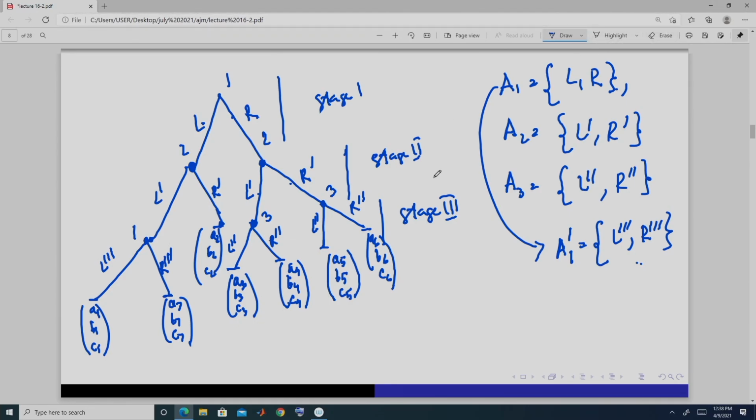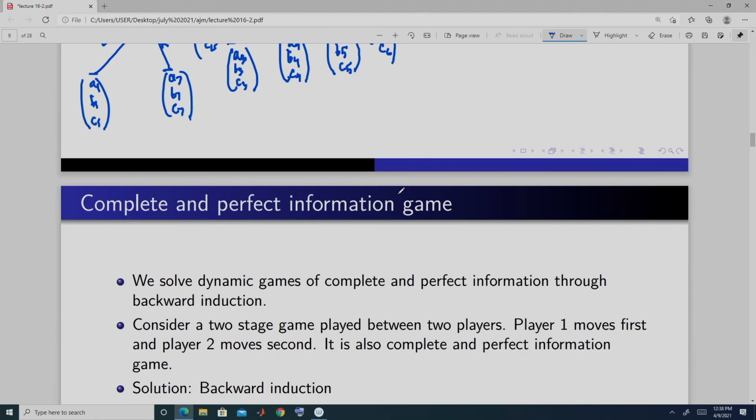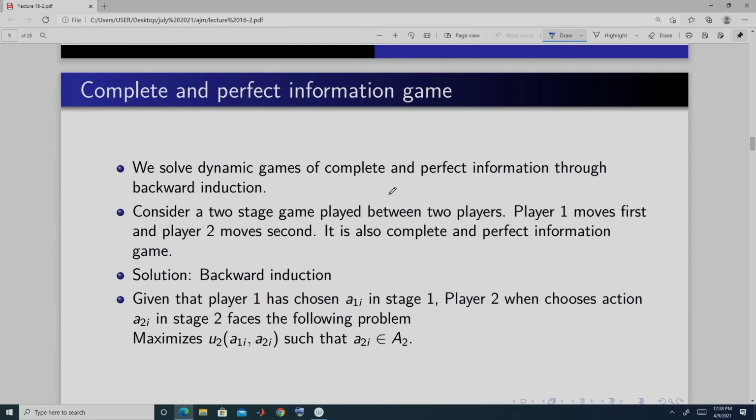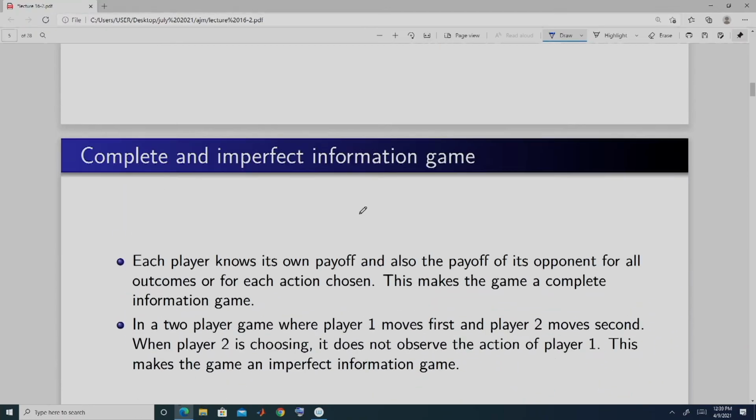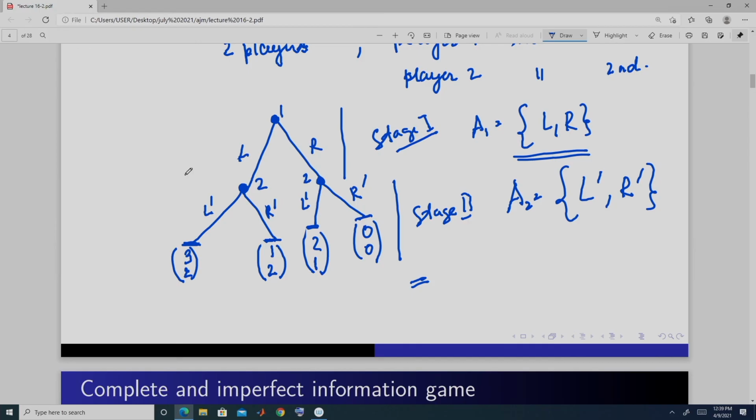Okay. Now, the question is how to solve this problem. What is the solution concept? So, we use something called a backward induction method. Okay. What do we do in a backward induction? So, let us take the simplest case, that is we have two players, player 1 and player 2. Player 1 moves first and player 2 moves second. While player 2 is moving or choosing, it knows the action of player 1. So, this is a simple game like this.